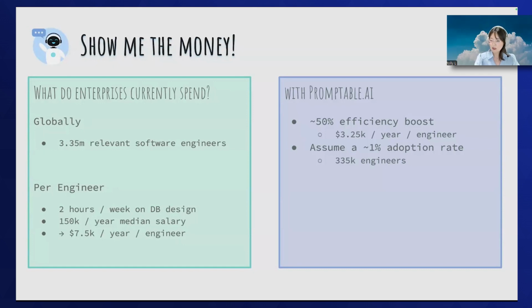All right, let's take a look at the numbers using Promptable now. Let's assume that Promptable gives us about a 50% efficiency boost. That gives us per engineer savings of 3.25K per year. And let's assume that we capture just 1% of the world's relevant engineers. That gives us 335K engineers. All right, so what does that give us? That gives us $108 million of created value. It's pretty powerful if you ask me.